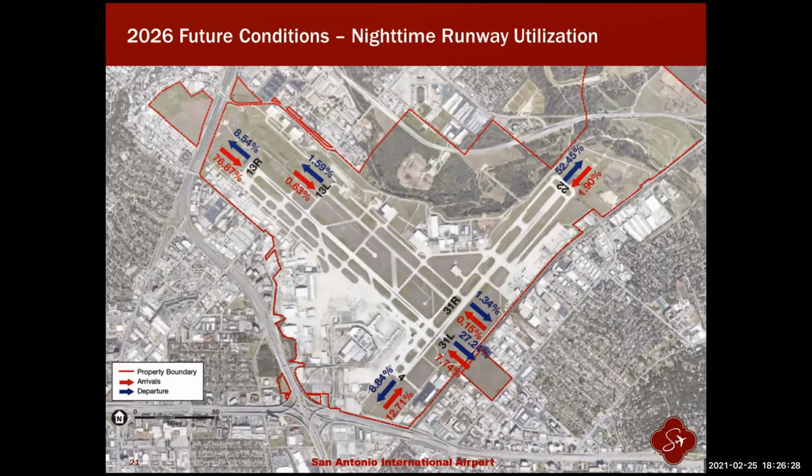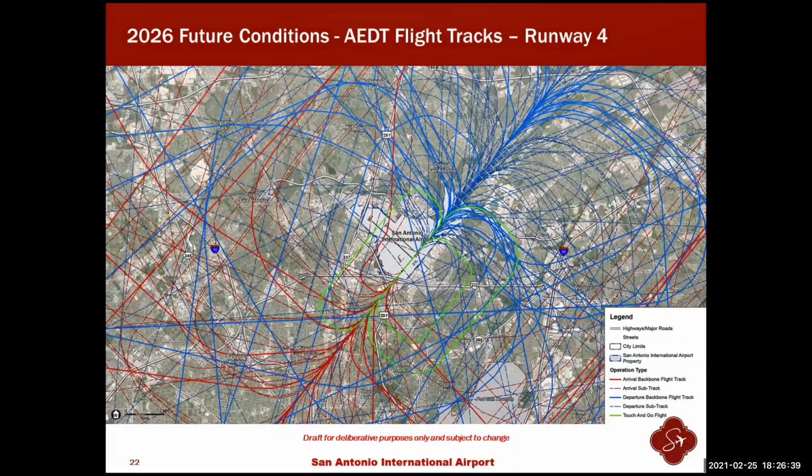Future nighttime runway utilization is expected to see the same proportional usage patterns, but interestingly, arrivals on runway 13 right and departures off runway 4 are predicted to be even higher at night. The next 4 slides depict the actual flight tracks or paths of aircraft departing and arriving at the airport.